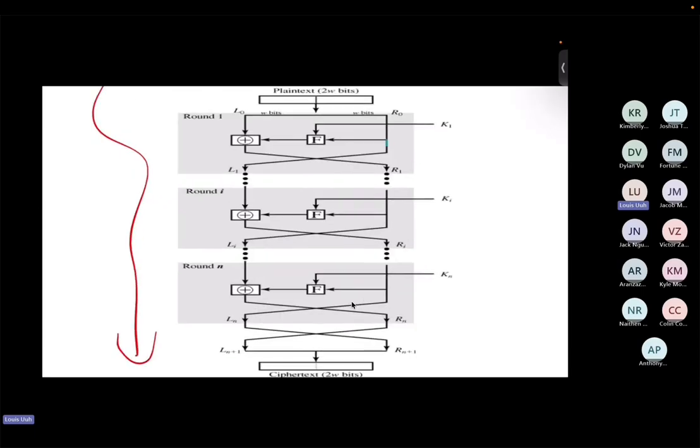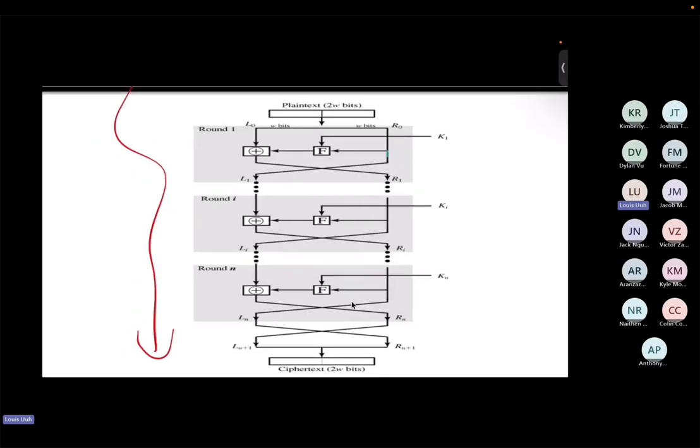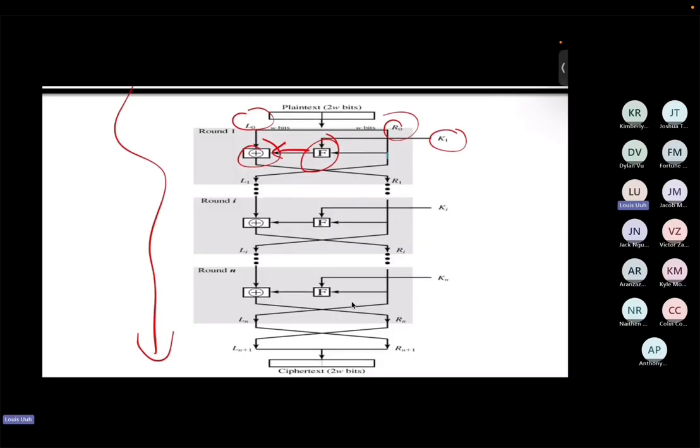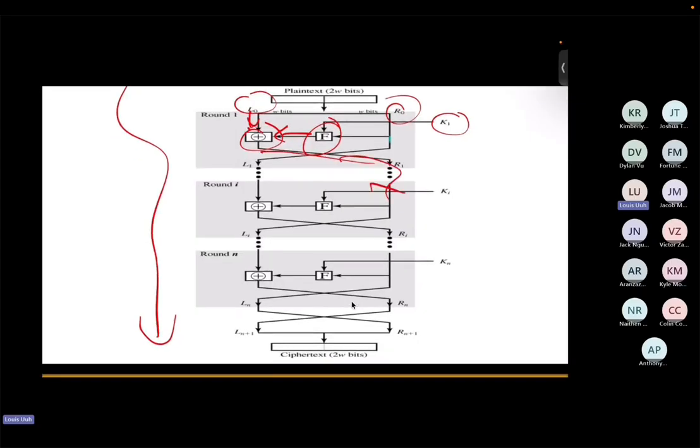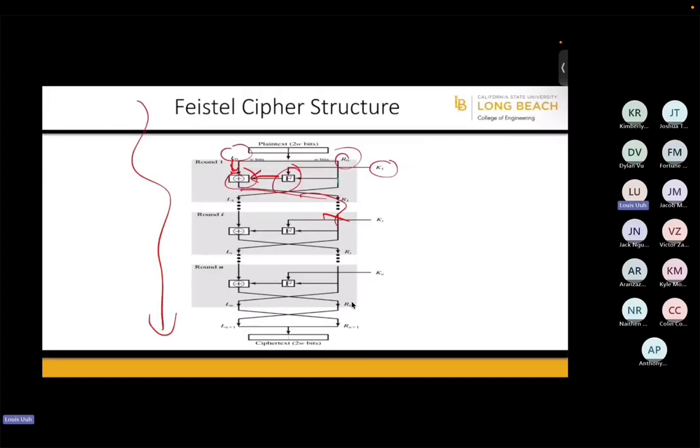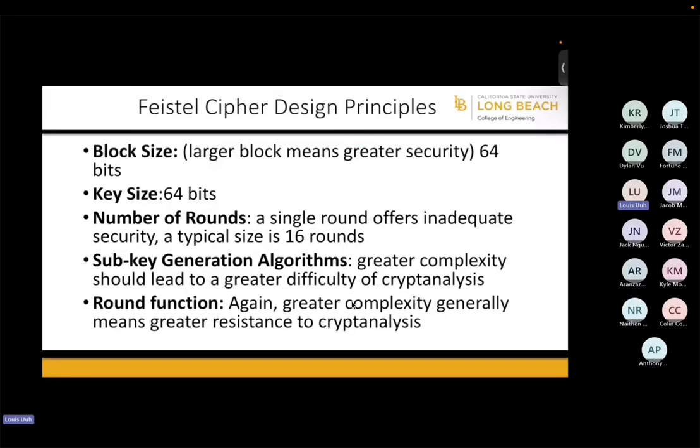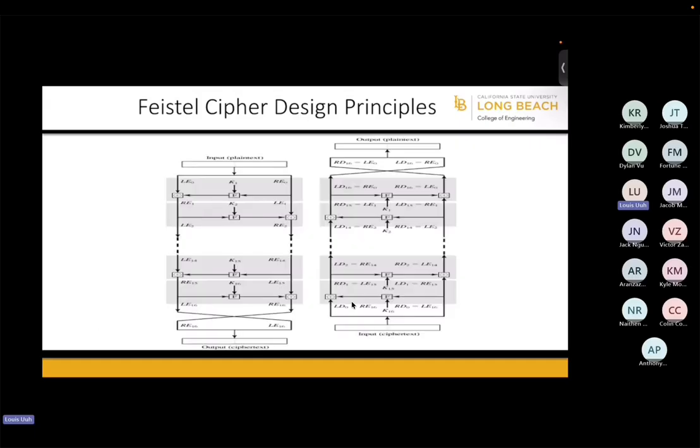And that's what I was just explaining. Data gets split into 2 halves, right side and left side. You have a key, and everything goes into a function. The output of that goes into the exclusive OR operation with the left side of the data. Then the output goes into the next block. So that's the Feistel structure. Again, design properties, basically encryption and decryption, so same thing.